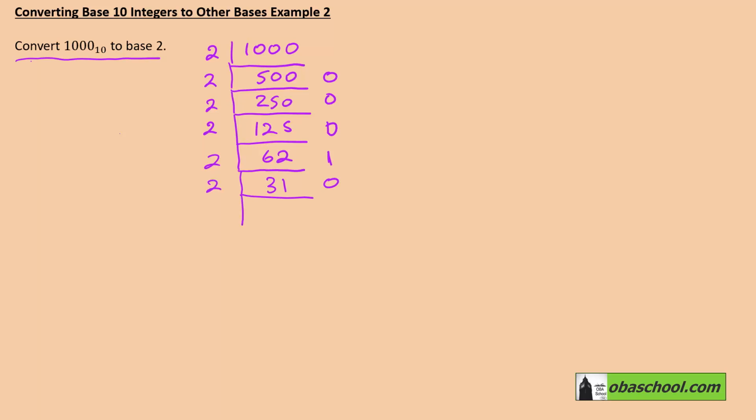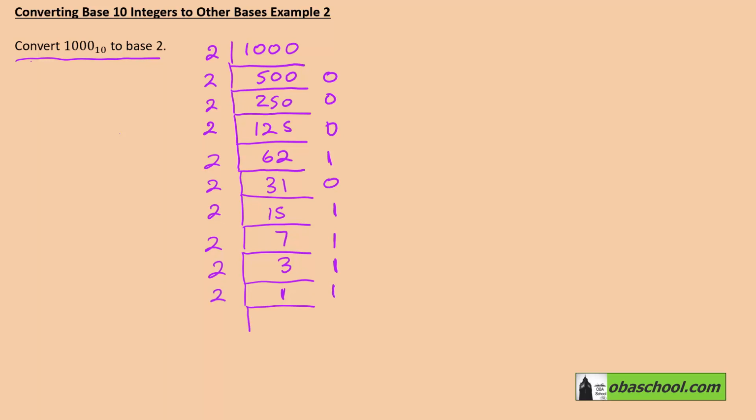Divide that by 2 and we get a quotient of 15 and a remainder of 1. Divide 15 by 2 and you get 7.5, so a quotient of 7 with a remainder of 1. Divide that by 2. 7 divided by 2 is 3.5, so we get a quotient of 3 and a remainder of 1. Divide that by 2 and we get a quotient of 1 and a remainder of 1.